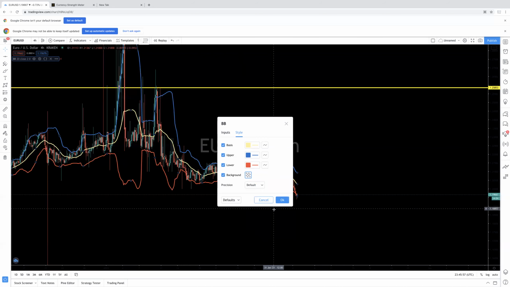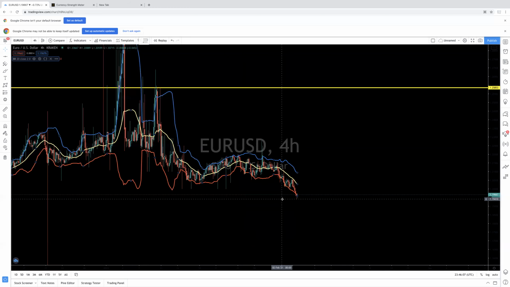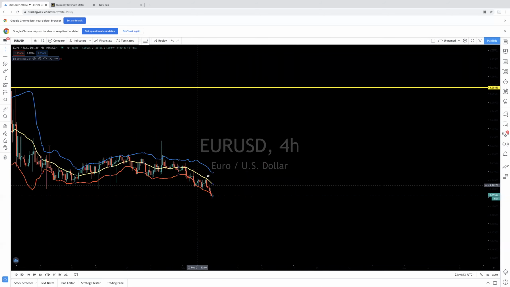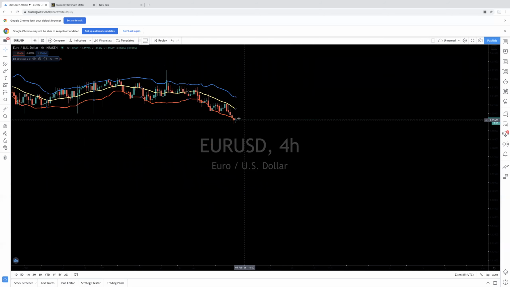You don't have to touch anything else. Everything else is perfect. The default settings are perfect. Just press OK, and as you can see, we have our Bollinger Bands set up here. As we take a closer look at this, it puts things in a better perspective. We're not going to add our stochastic just yet. We're just going to look at this with the Bollinger Bands and the candlesticks.